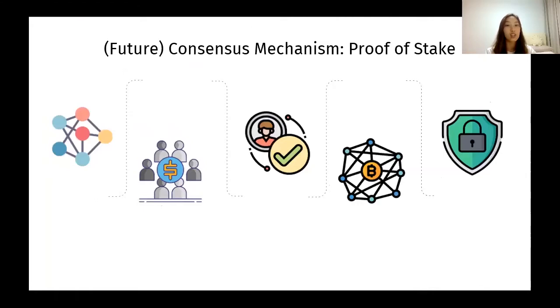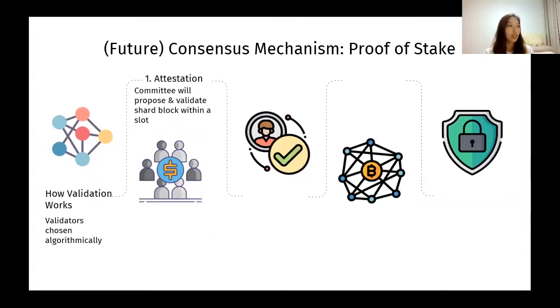So here is how the validation process works. When you submit a transaction on a shard, a validator will be responsible for adding your transaction to a shard block. Validators are algorithmically chosen by the beacon chain to propose new blocks. And then firstly, we have the attestation.